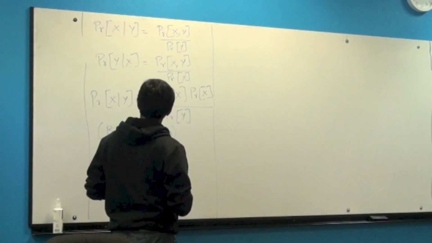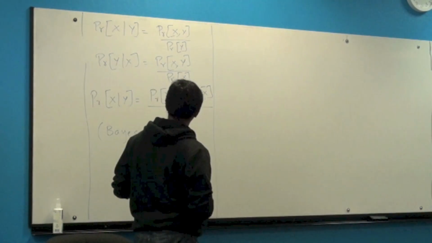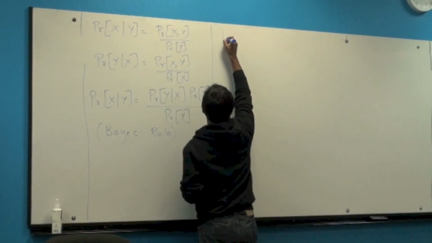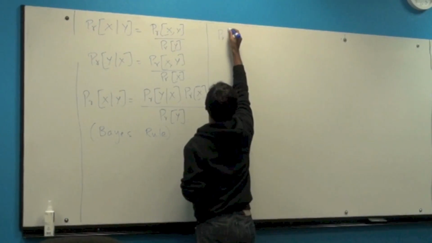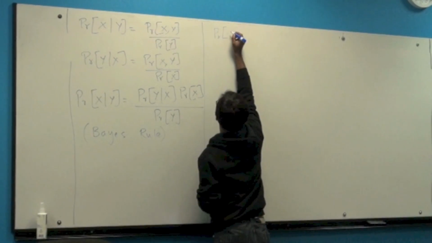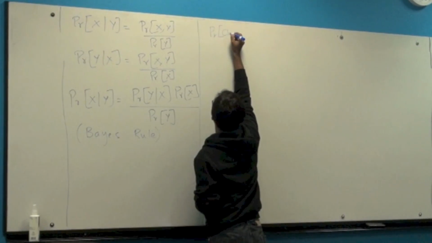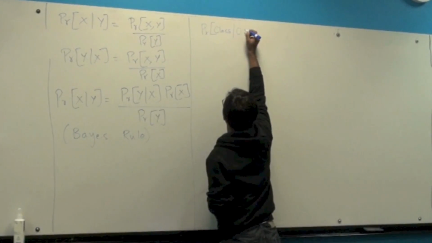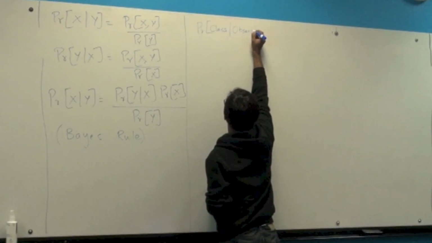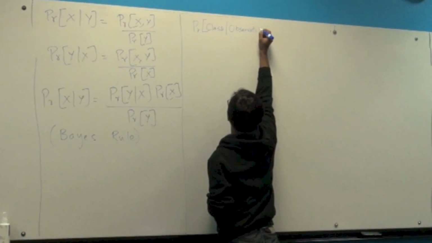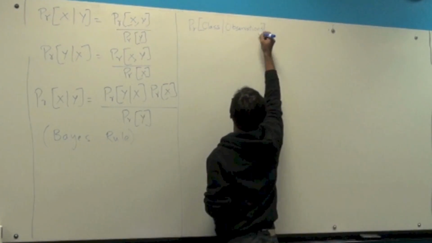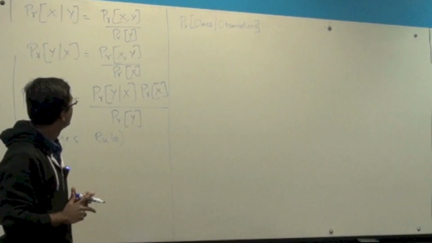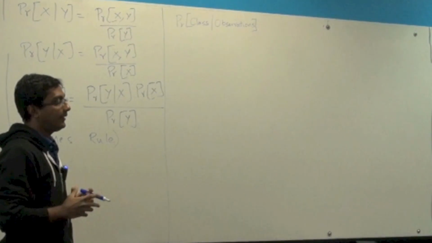Very concretely, what this means is we're going to find the probability of a prediction. I'm going to call it class for now, but this can be any prediction, given you see a series of observations. So this can be pretty much anything.